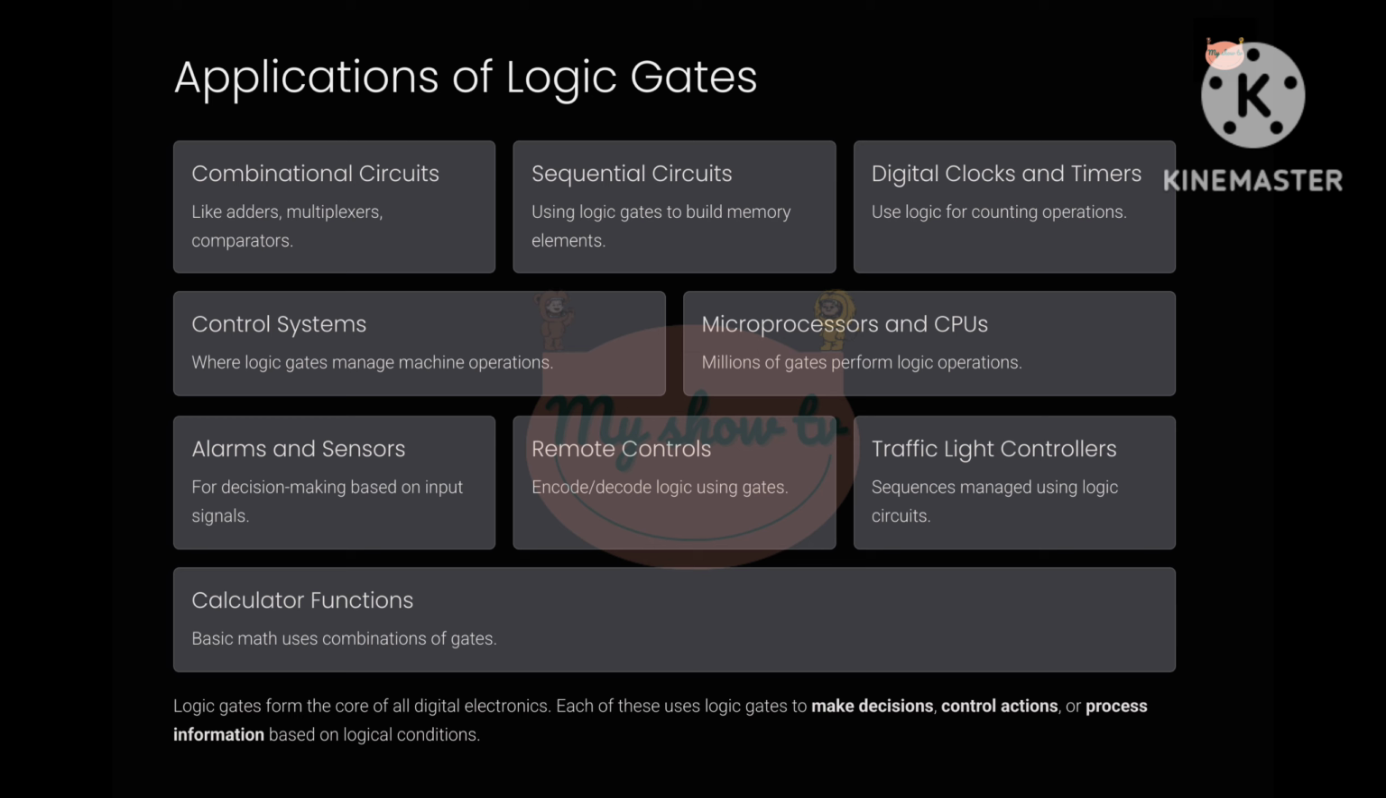4. Control systems, where logic gates manage machine operations. 5. Microprocessors and CPUs, millions of gates perform logic operations. 6. Alarms and sensors, for decision-making based on input signals. 7. Remote controls, encode, decode logic using gates. 8. Traffic light controllers, sequences managed using logic circuits. 9. Calculator functions, basic math uses combinations of gates. Each of these uses logic gates to make decisions, control actions, or process information based on logical conditions.